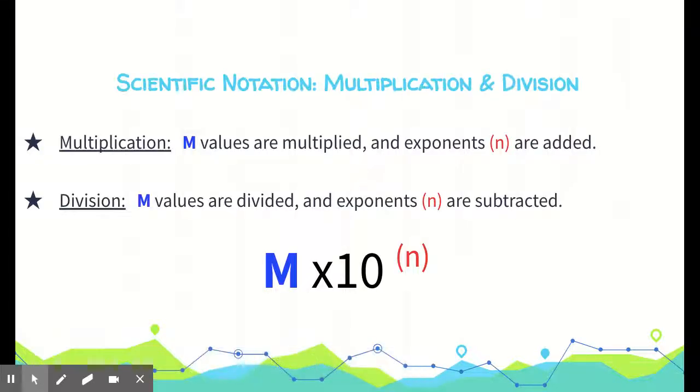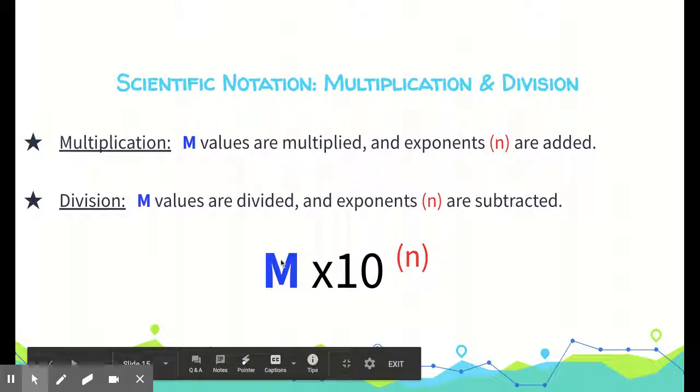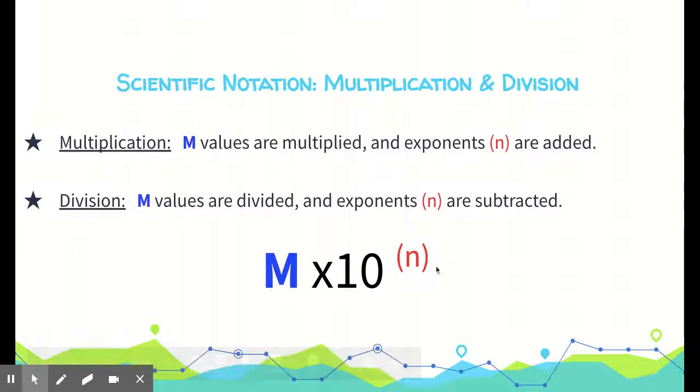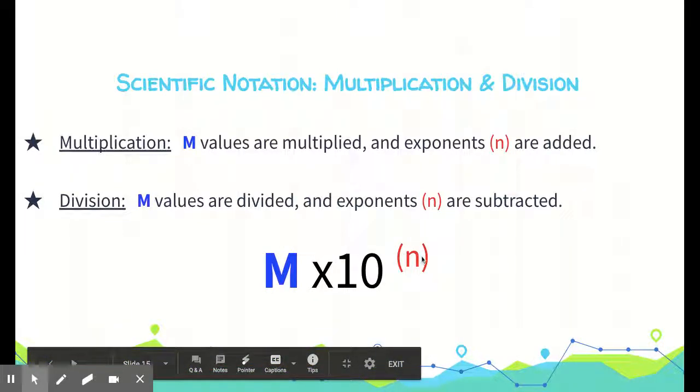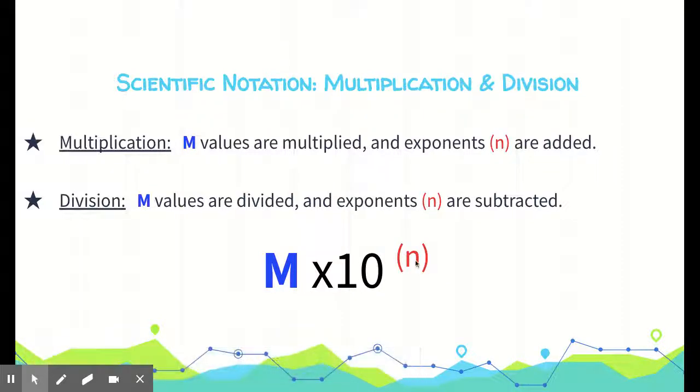Multiplication and division is less complicated, honestly. For multiplication, your m values, the values in the front, will be multiplied and you add the exponents together. Division is the other way around. You divide whatever numbers are in front as you normally would, and you subtract the exponents.